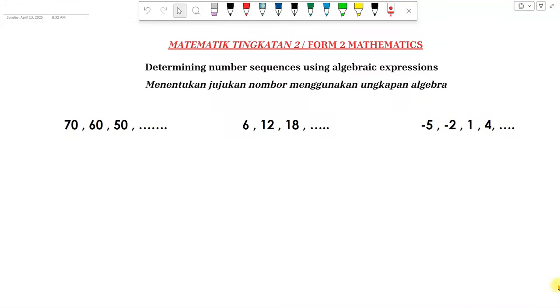Hi everyone. This is a video on determining number sequences using algebraic expressions.